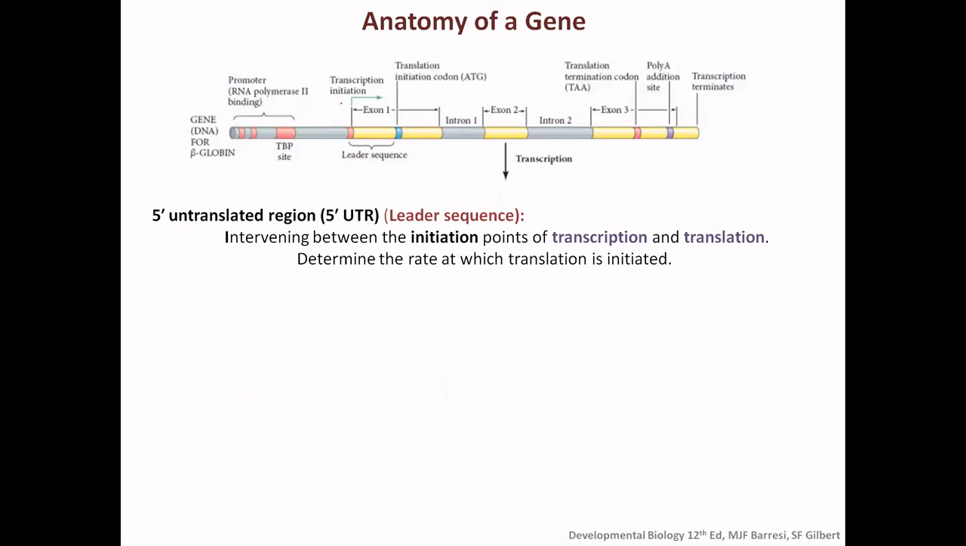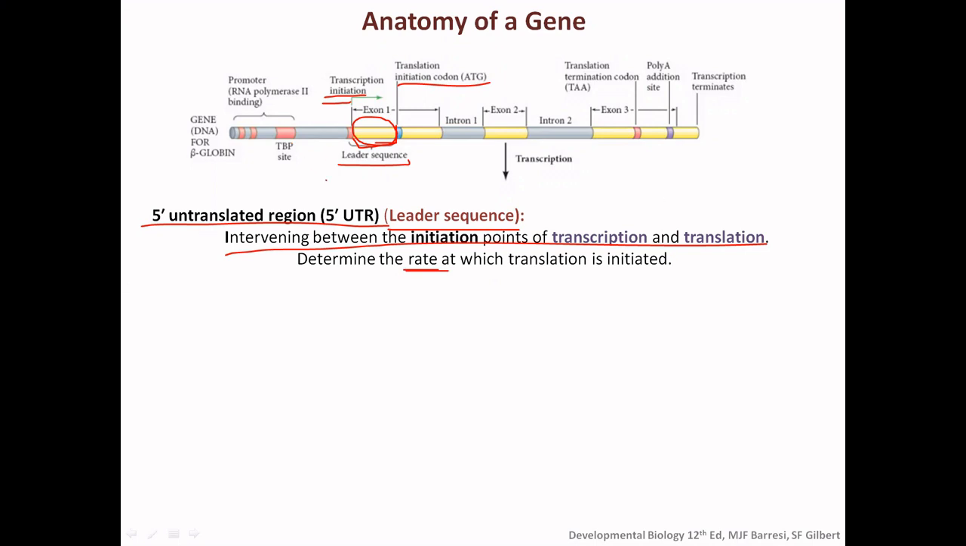After the transcription initiation site, we see a region that is the leader sequence, this yellow area. What is this leader sequence? We can see there is a translation initiation site and there is a transcription initiation site. The area of the genomic DNA between the transcription initiation site and the translation initiation site is called the 5' untranslated region. Untranslated means this is not part of the polypeptide chain after the translation, and this is also called the leader sequence. As I explained, this is the intervening area between the initiation point of transcription and translation. What is the role of this leader sequence? It determines the rate at which the translation will be initiated.